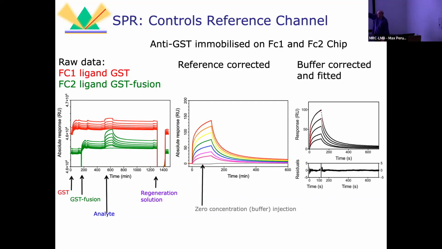So you can see here right at the end on the left-hand side, I put in regeneration solution. If you have a look at the curves in green there, you can see, okay, not everything seems to be coming off at the end. If we have a look at the highest concentration, it's not gone down to baseline. So what we used in this case was a low pH, and that just stripped the GST completely off the antibody. So then every cycle, you'd have to put on more GST or more GST fusion. And so that's called regeneration.